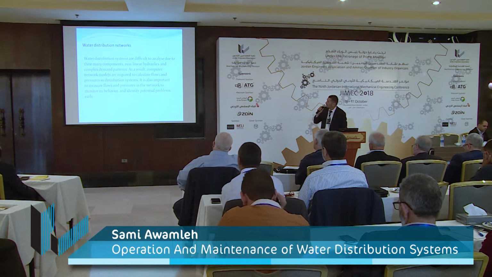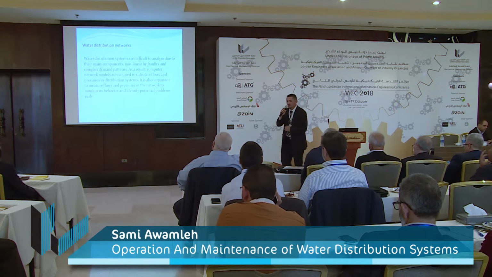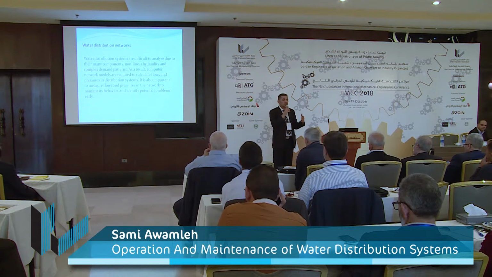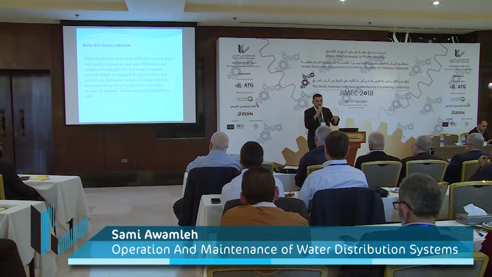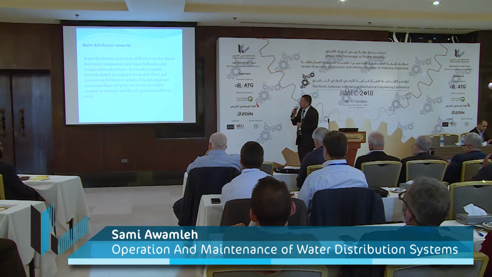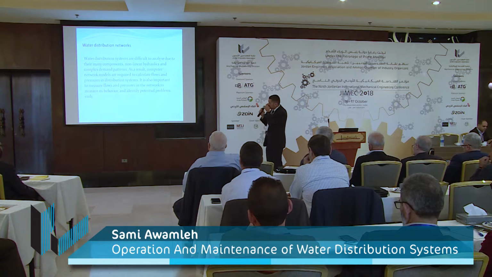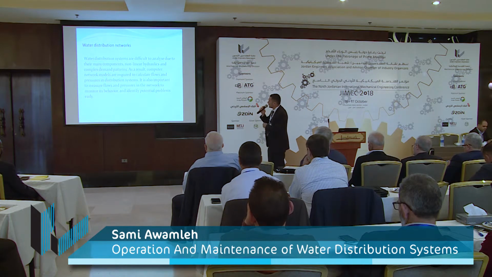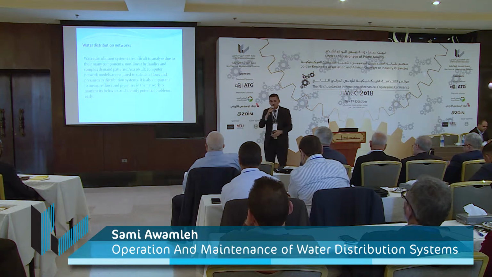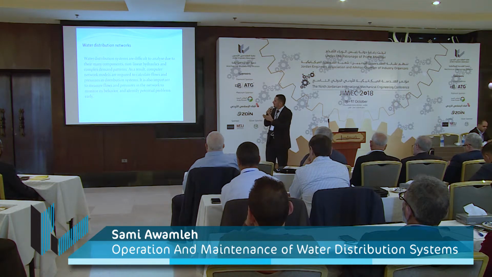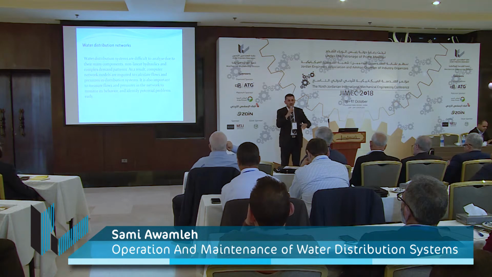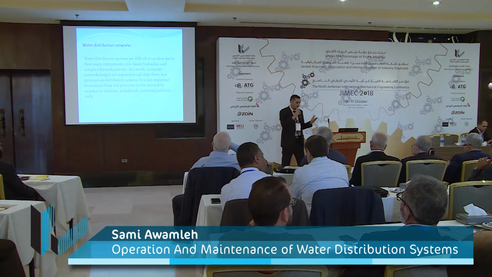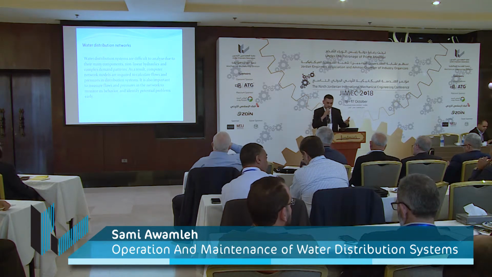Water distribution network. Water distribution systems are difficult to analyze because they are complex and have many components. For example, it's important to measure flow and pressure in the network to monitor its behavior, and if any problem suddenly happens, we can fix it quickly.